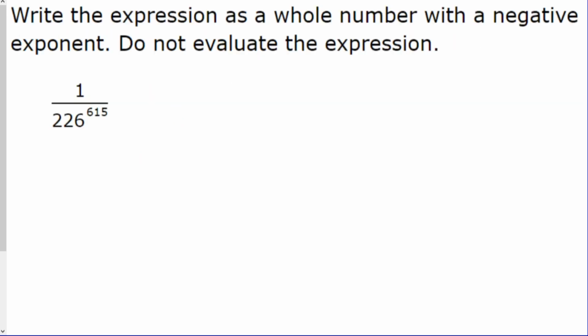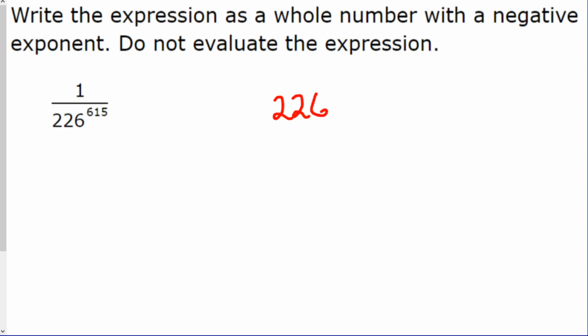All right, again, if you try to type this one in the calculator, it will definitely crash. If you multiply 226 times itself 615 times, you're not even going to be able to do that on paper, much less in a calculator. I don't think even the biggest computer could do that. That's going to be a number just tremendously large. However, it is not asking you to do that. It is asking you to write the expression as a whole number with a negative exponent.